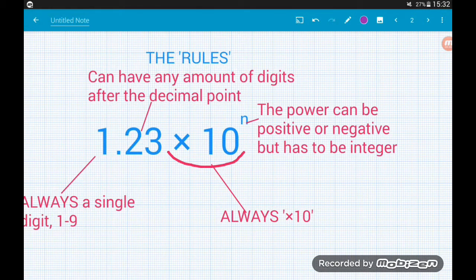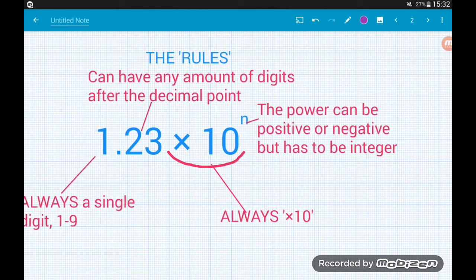We are always multiplying by 10, and that 10 is always to a certain power. Now that power of 10 can be positive or negative. The only condition on it is it has to be a whole number, an integer. It can even equal 0, but it's a little bit pointless if it equals 0, because any number to the power of 0 is 1. So we'd be multiplying our number by 1. What's the point in that?